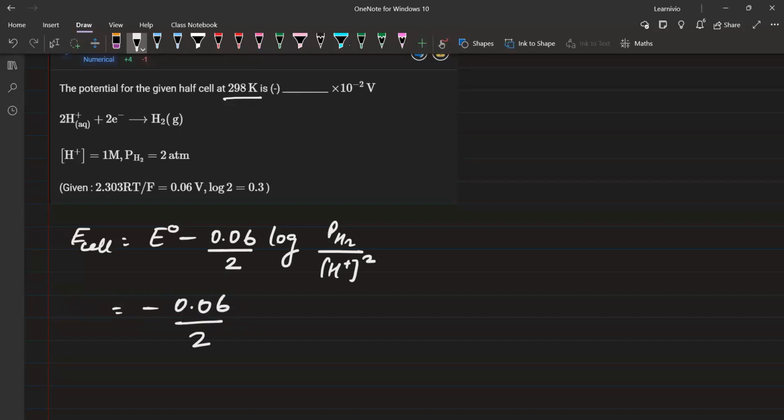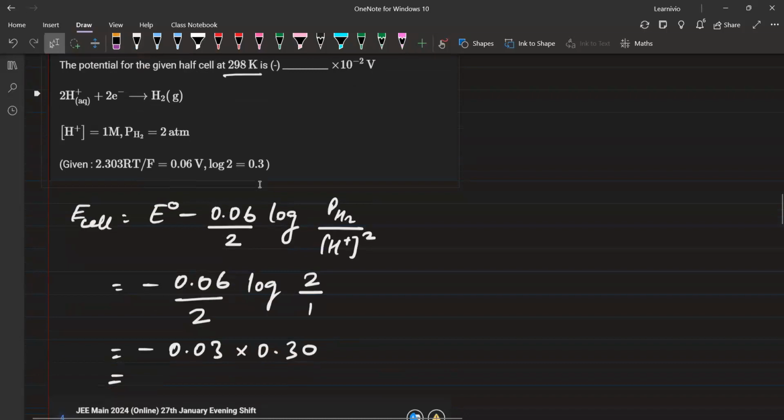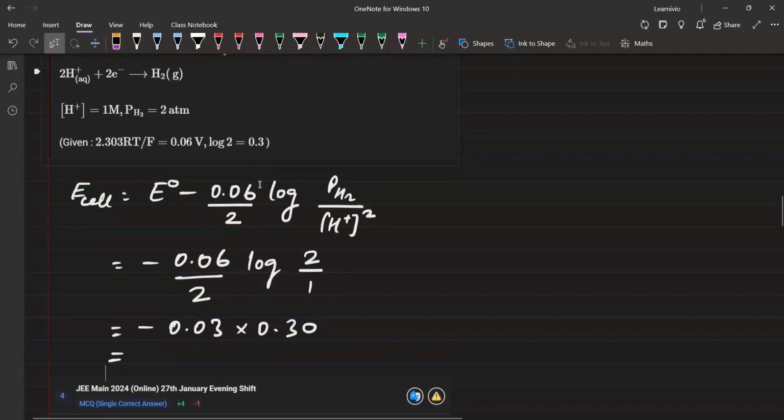0.06 divided by 2. Log of pressure of H2 is what? 2 divided by the concentration of H plus is 1. 1 square is still 1. So this will be equal to how much? 0.03. Log 2 is 0.30. Make sense? Yes or no? Please tell me, guys. Yes, sir. सही है? Any doubts still here? No, sir. What will be the answer then? Minus 0.009 volts.